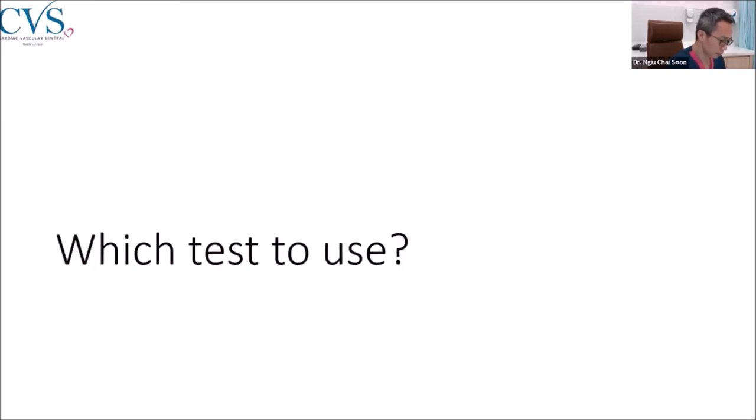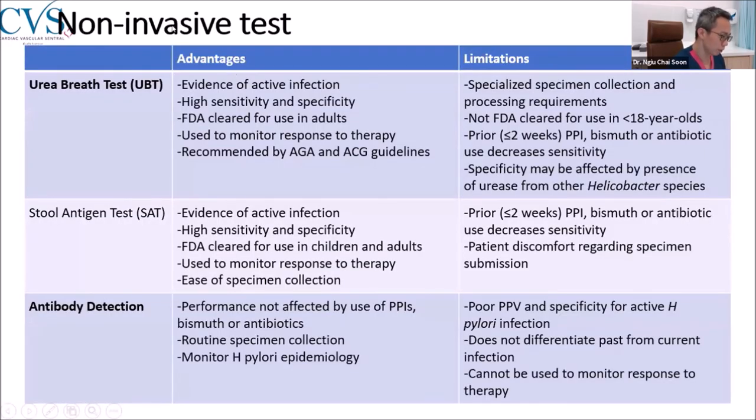In terms of testing for Helicobacter pylori, we need to understand which test to use. There are two types of testing for Helicobacter pylori. The first one is non-invasive testing, which is the use of the urea breath test. The other test that is commonly used, especially in the clinic setting, is antibody detection using serology. However, the problem with serology is that it has a very poor positive predictive value, and the specificity towards H. pylori infection is also very low. The problem with serology testing is that it does not differentiate past infection from current infection.